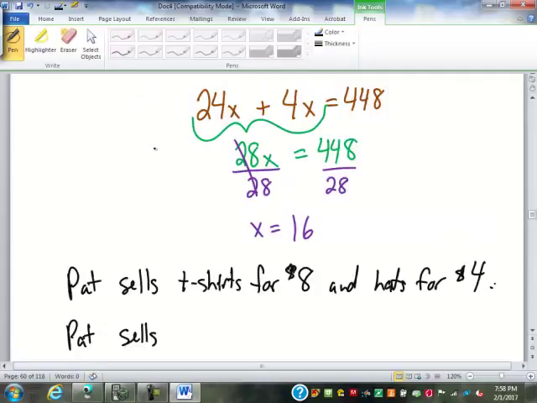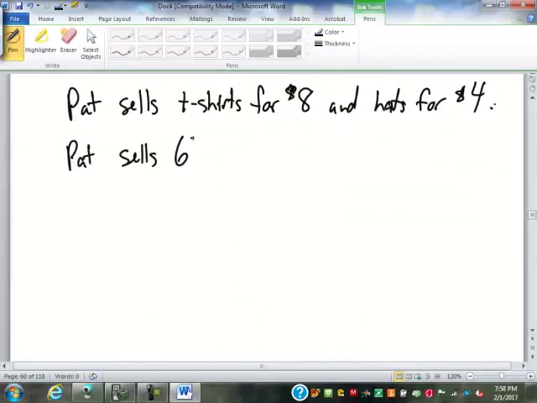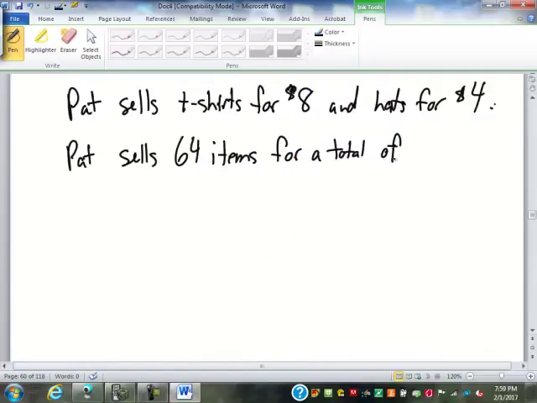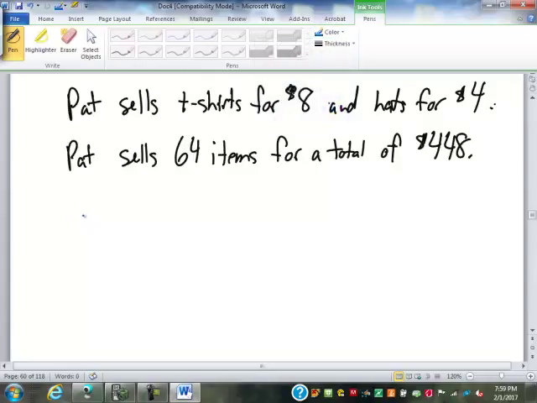So Pat sells 64 items for a total of $448. Once again, how many of each did Pat sell? So we're going to start setting this up the same way again. T-shirts and hats.